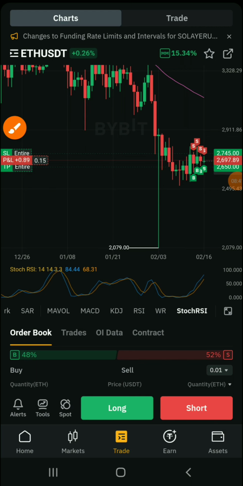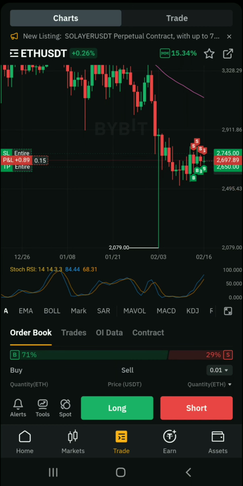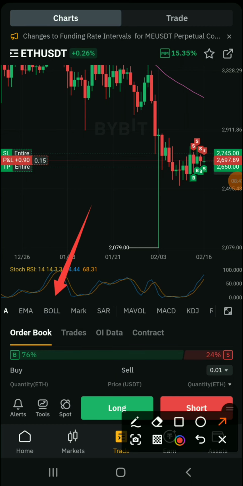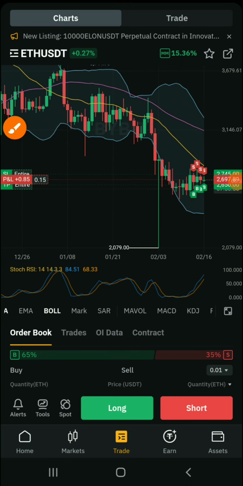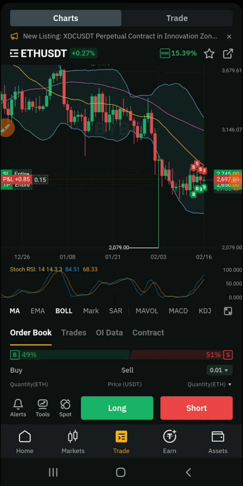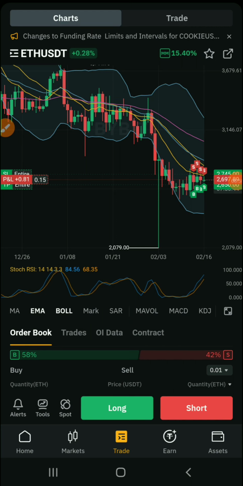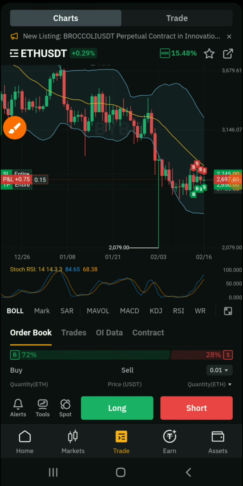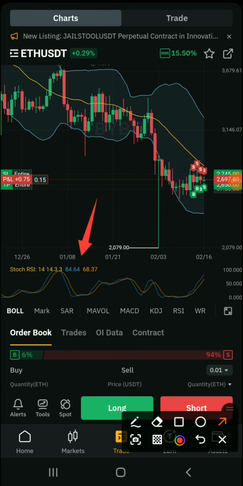The next thing I need to turn on is the Bollinger Band. So this is the Bollinger Band right here. I'll just click on it to turn it on. You're going to see these lines over here. Let's turn off our moving average so we won't get confused reading the chart. That's great. So this is our stochastic RSI, and this is our Bollinger Band.